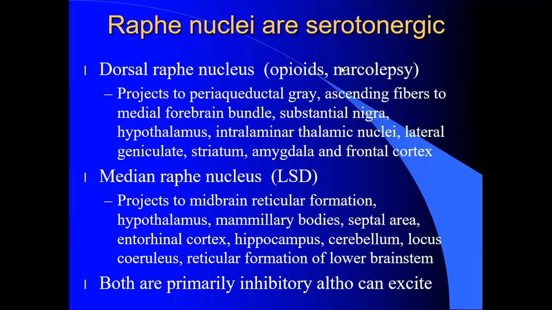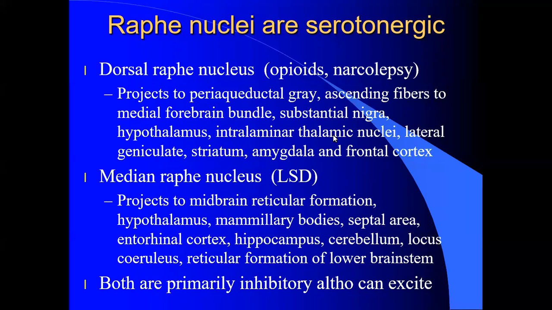So the dorsal raphe has to do with two things, sleep and pain. And the median raphe, for whatever it does, it participates in the limbic system, and LSD acts within the median raphe. All right. Both of the nuclei are primarily inhibitory, although on some occasions in certain sites they can be excitatory. But let's just keep that.